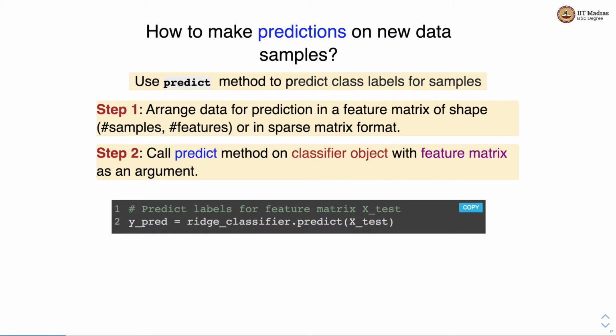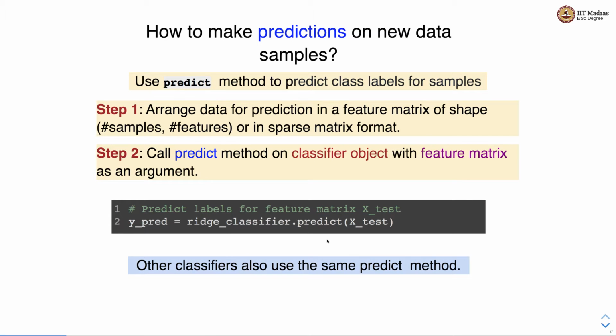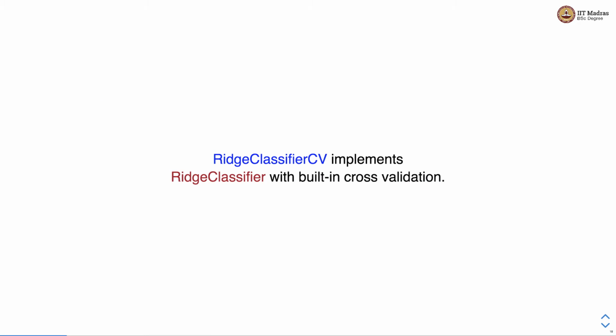So we already had created a Ridge Classifier object. We simply call the predict method on that by passing the feature matrix, and we get the class labels as an output. Other classifiers also use the same predict method. There is another variant of Ridge Classifier, which is Ridge Classifier CV, that implements Ridge Classifier with built-in cross-validation.